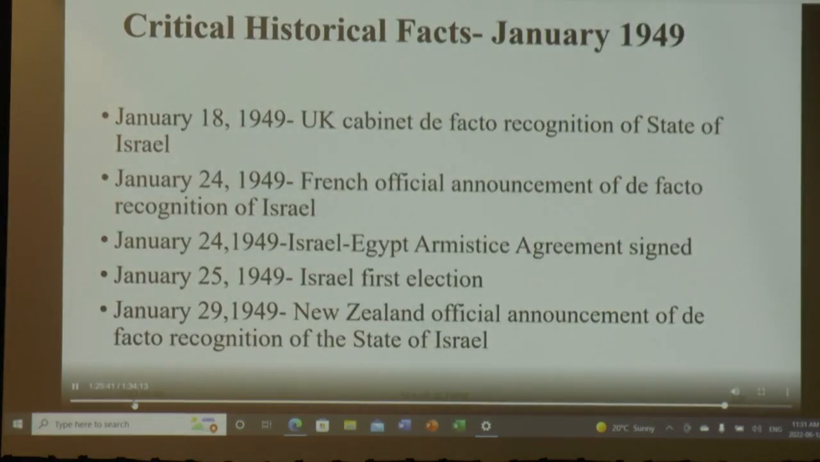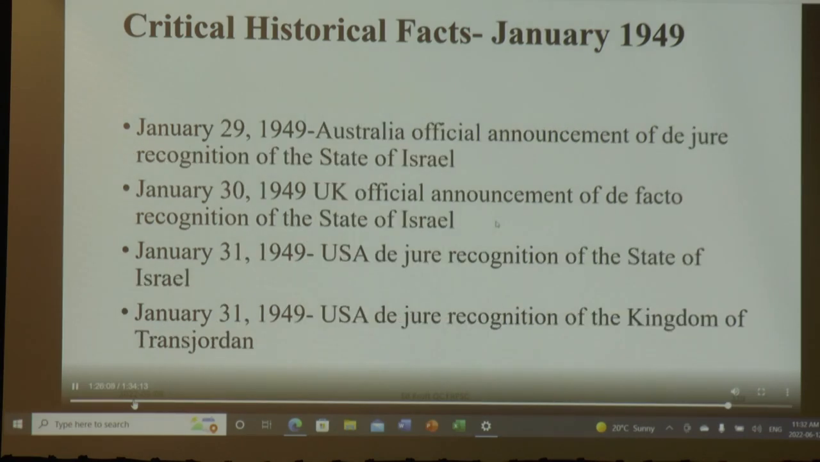So we're quickly in 1949, as I'll get close to the end here, and now all sorts of countries are recognizing Israel on a de facto basis. The UK, France, or at least the cabinet, on a de facto basis recognized Israel in the UK. There's armistices that are now occurring with Egypt, for example. Israel holds its first election and its government is formally elected by its people. New Zealand announces de facto recognition, so does Australia.